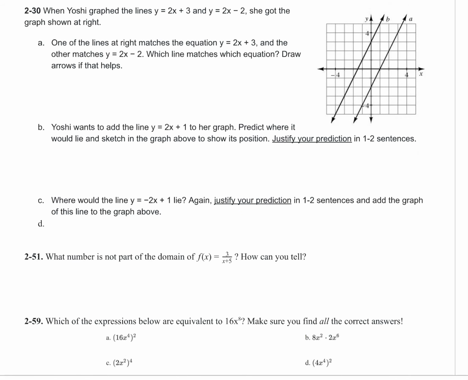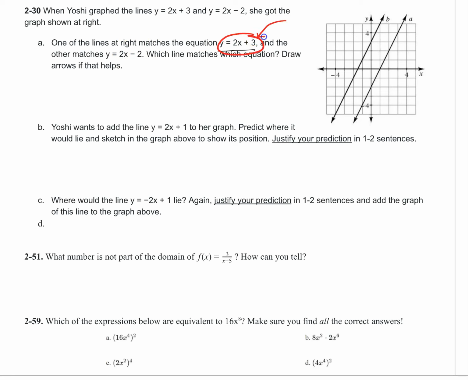2-30. When Yoshi graphed the lines y equals 2x plus 3 and y equals 2x minus 2, she got the graph shown at the right. One of the lines at the right matches the equation, and the other matches this equation. Which line matches which? Draw arrows if that helps.